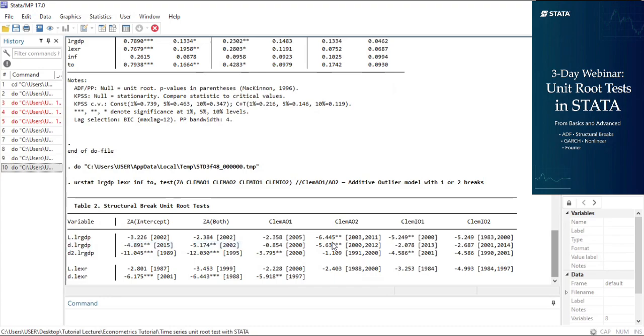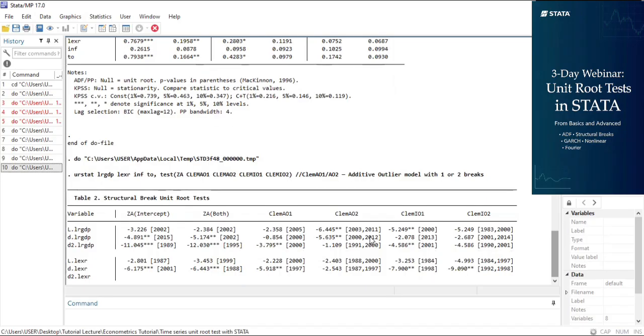But if you look at this Clemente test, it says that accounting for two breaks, the breaks in 2003 and 2011, the series is stationary at level. That is, log of GDP is stationary at level. If you use Clemente, you can see the importance of accounting for breaks in unit root testing. Also look at this: Clemente IO1 also indicates stationarity at level if you account for breaks.